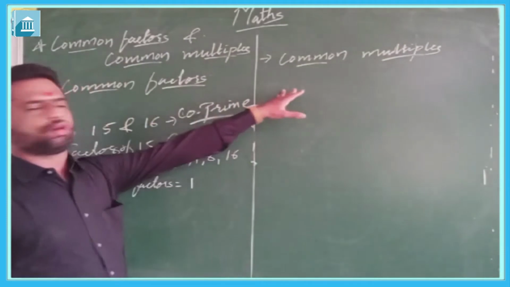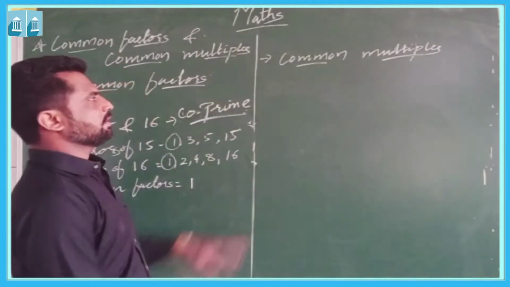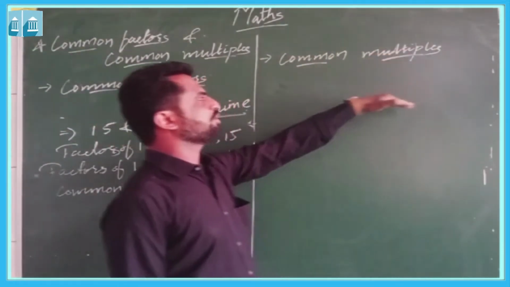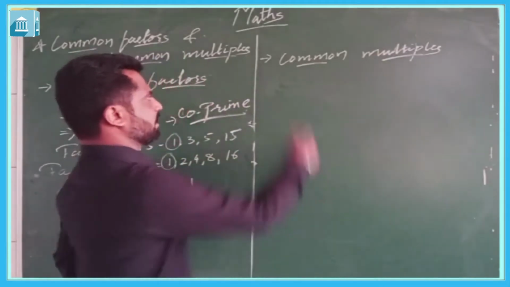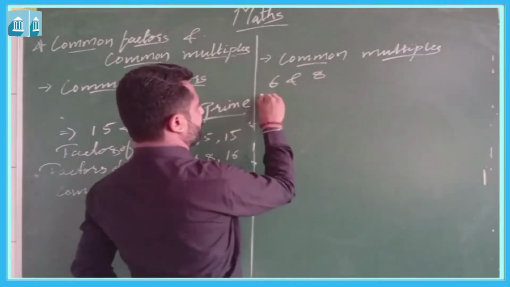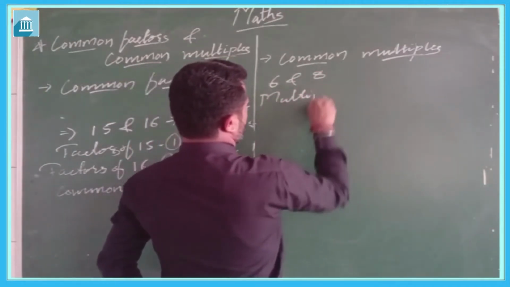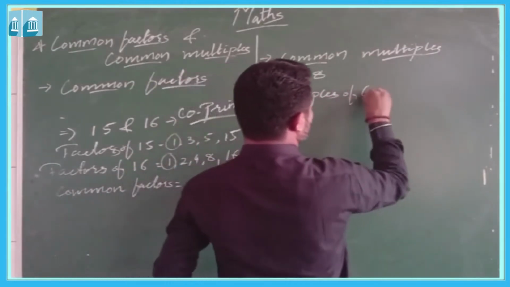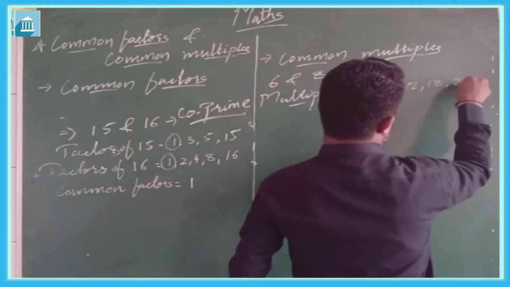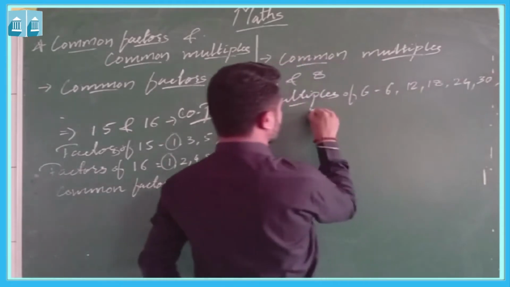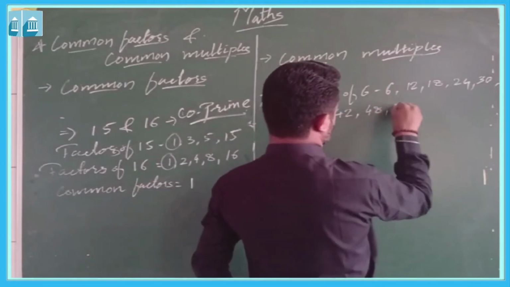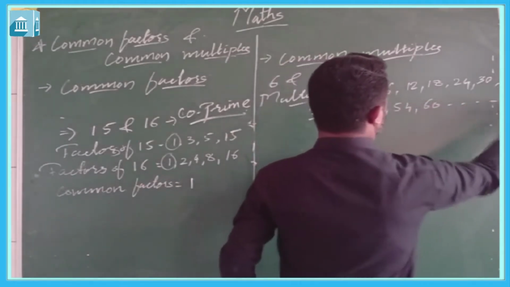Now let us see common multiples of numbers. Here also we first need to find out multiples of the numbers and then we need to find out the common multiples. Let us see the common multiples of 6 and 8. So first we need to find out multiples of 6. Multiples of 6 are 6, 12, 18, 24, 30, 36, 42, 48, 54, 60 and so on.